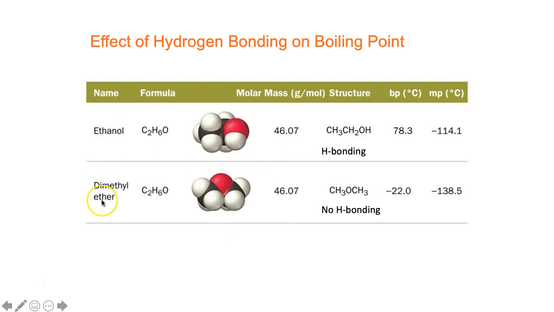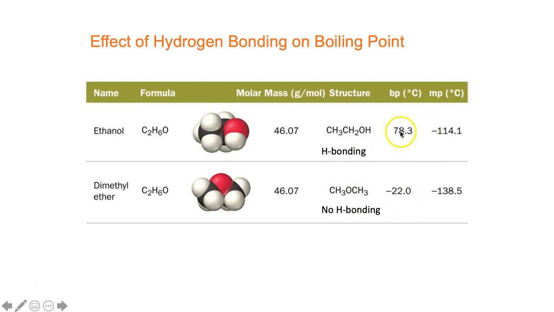Comparing ethanol to dimethyl ether, they both have the same formulas, they have the same molar masses, but there's a different structure. Now, because we have that OH group on the end here in ethanol, we have hydrogen bonding between ethanol molecules, but no hydrogen bonding here, even though that's a polar molecule.